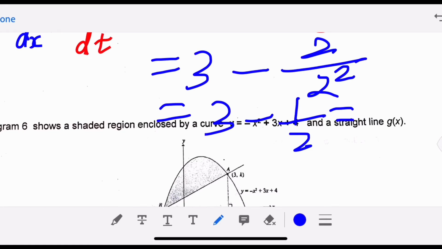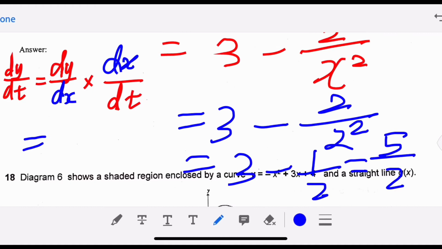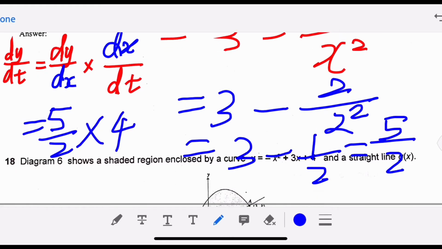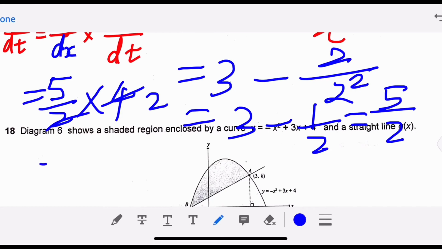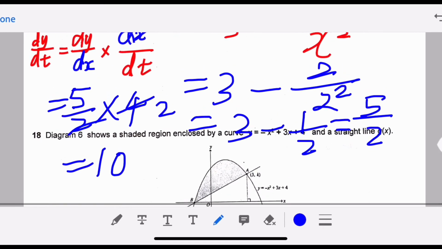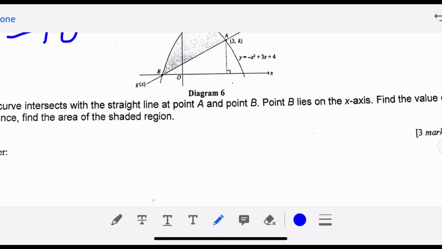Okay, let's see, our dy/dx is 3 minus 1 over 2, which is 5 over 2. So we will substitute 5 over 2 times dx/dt, which is given in the question. So 5 over 2 times 4, so your answer is 10.